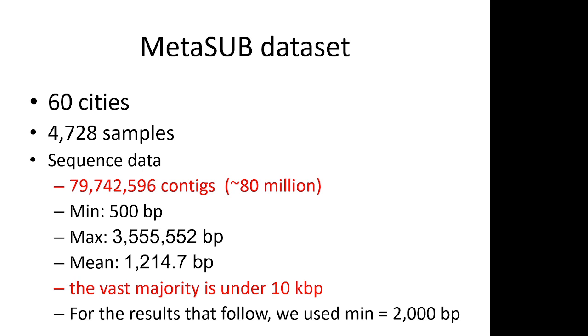And for the results that follow, we used the minimum as 2,000 base pairs because we wanted to be on the safe side, even though we were careful about all the classifications that we're doing. It's a known fact that the larger the sequence you have, the more reliable the classification is. Okay, so I will show you results for 3 genera.